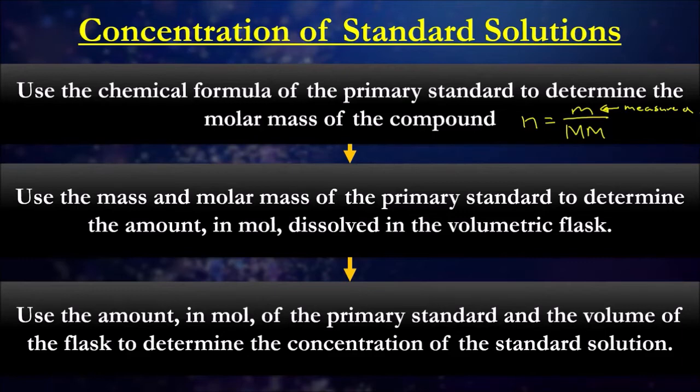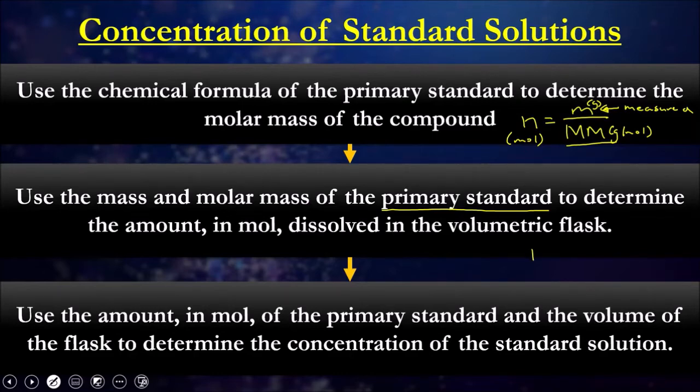Remember, all of these are in grams. That's in grams. That's in grams per mole, which means number of moles, the units of that is just moles. Molar mass, you can find that on your periodic table, so make sure you use your periodic table for any of these calculations. Step 2, it says use the mass and molar mass of the primary standard. So the very first standard you use, to determine the amount in moles dissolved in the volumetric flask. Okay?